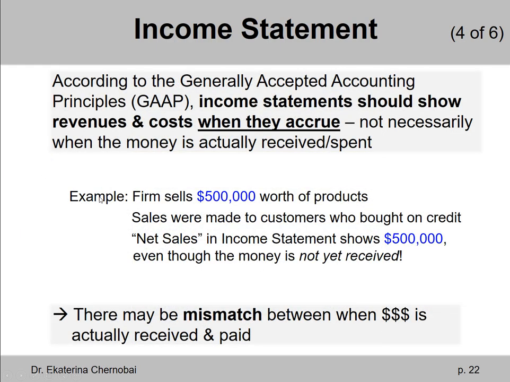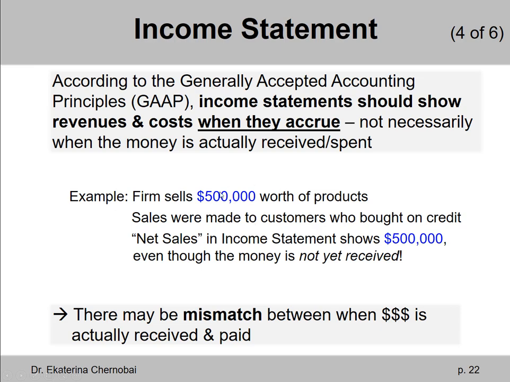Just a little detail about income statements. So let's say a firm sells $500,000 worth of product in some year. But let's say a lot of this was sold to customers who used their credit cards. What this means is that maybe by the end of the year, only part of this amount of money was collected in cash, and the rest will be paid shortly when the next year begins.